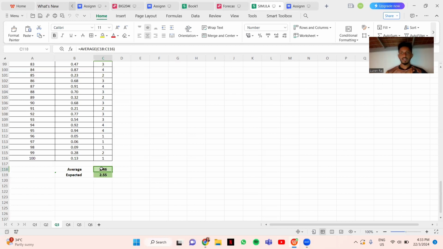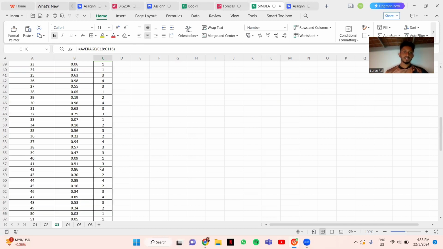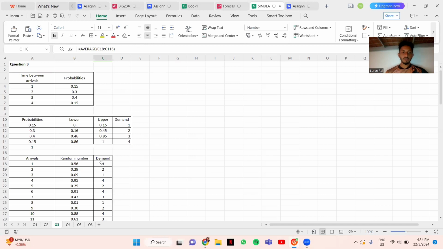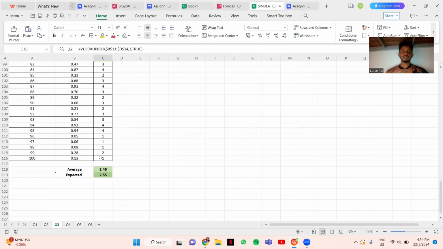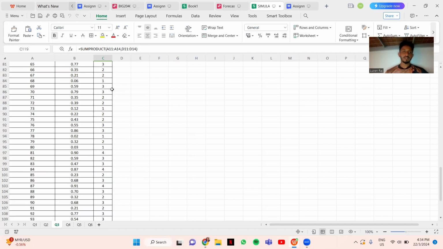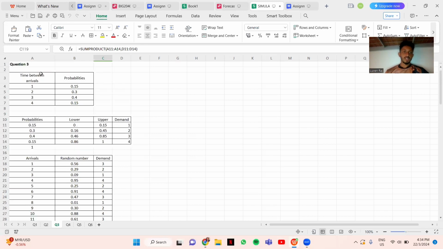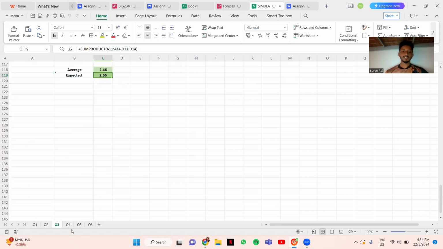And also the average, as I mentioned, I use the formula equal AVERAGE bracket C18 to C116, which means we have to calculate all from here until here. It's just the formula, and then I just drag, and then I got this. And the expected value is the SUMPRODUCT of A11 until D14. So we get the sum product number.